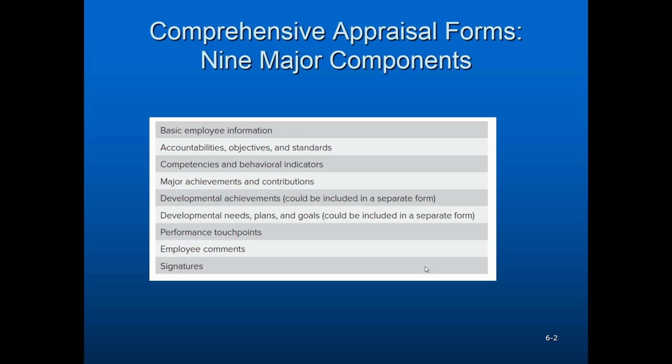Next, we get into how we measure performance. And we've talked extensively about accountabilities, objectives, and standards. Those are the results that are expected. We also should have information about competencies and other behavioral indicators. We might have information about major achievements.